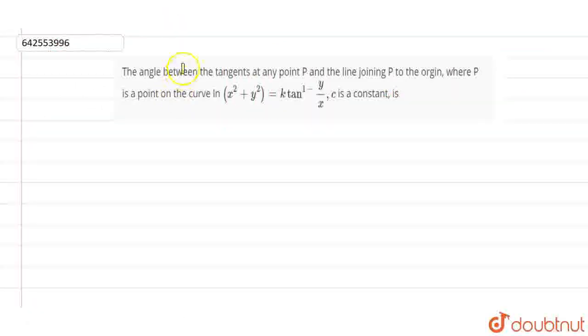Okay, so the given question here is that the angle between the tangents at any point P and the line joining P to the origin, where P is a point on this curve x square plus y square equals k tan inverse y by x, and basically this should be k here, k is a constant.